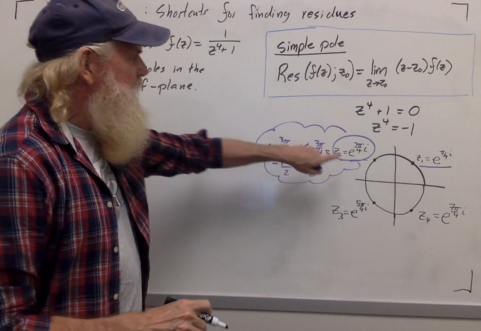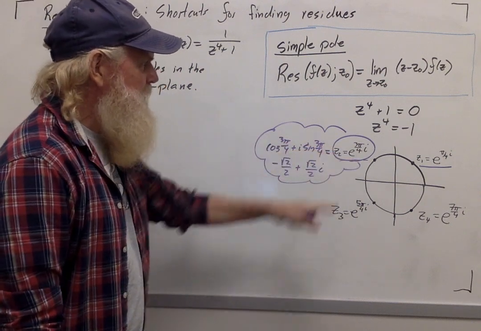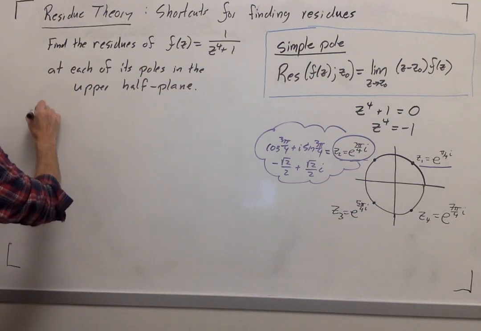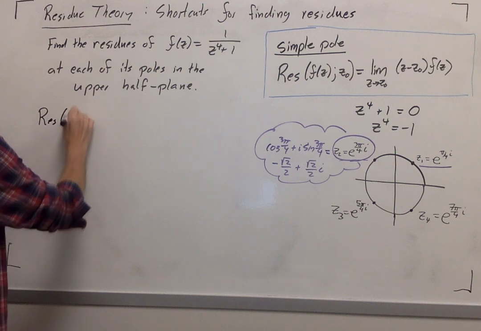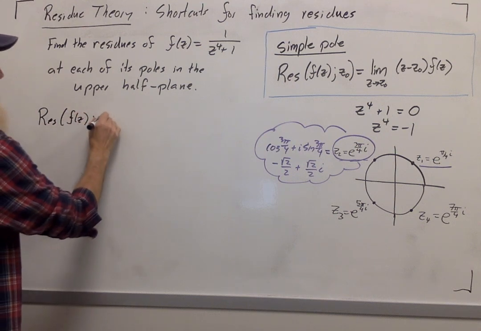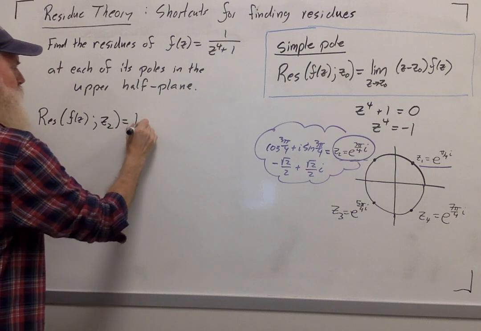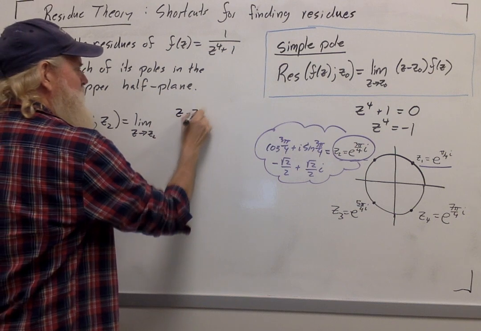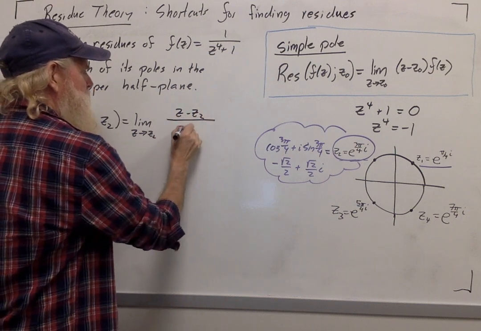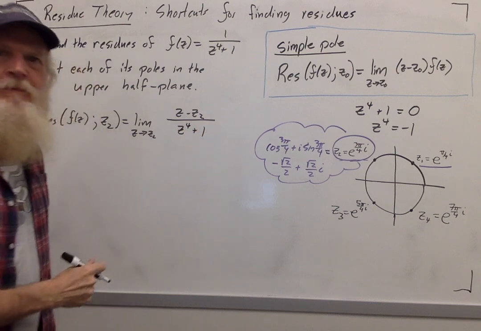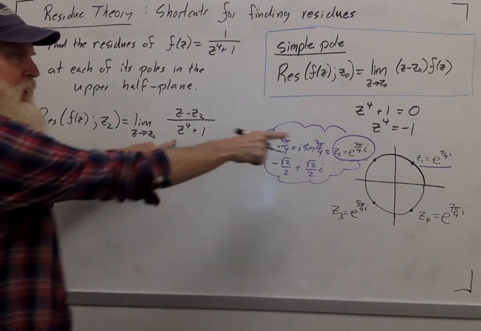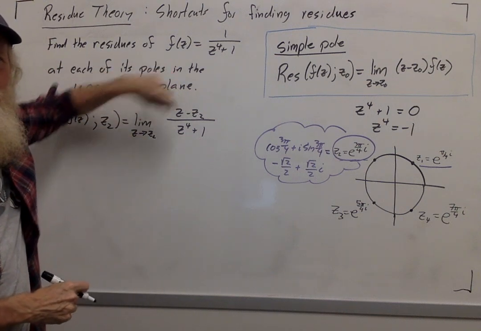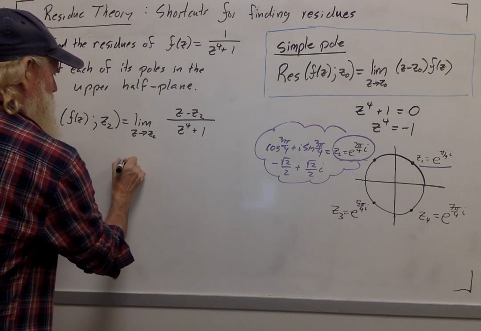So for now, since we have a simple pole at each one of these z's, we get to use this formula for finding residues. So the residue of this function, f of z, at z2 is going to be the limit as z goes to z2 of z minus z2 over z to the 4th plus 1. Now remember, if I plug any of these in, I'm going to get a 0 in the denominator. And notice if I plug z2 in, I also get a 0 in the numerator. Now there are a couple of ways to proceed.